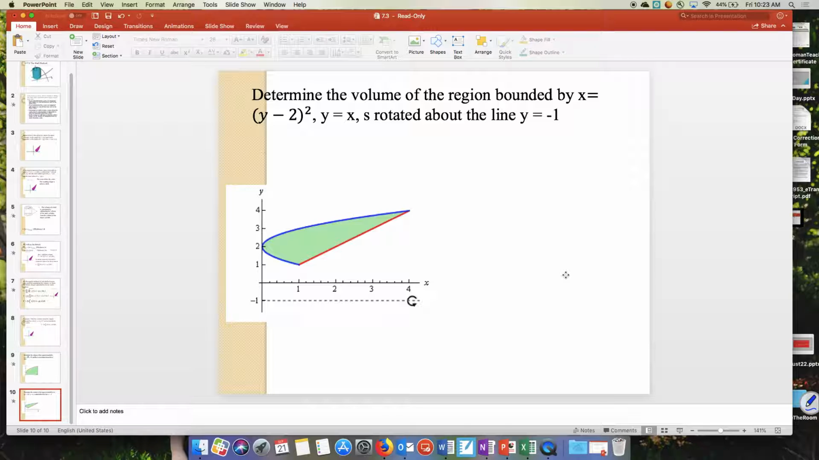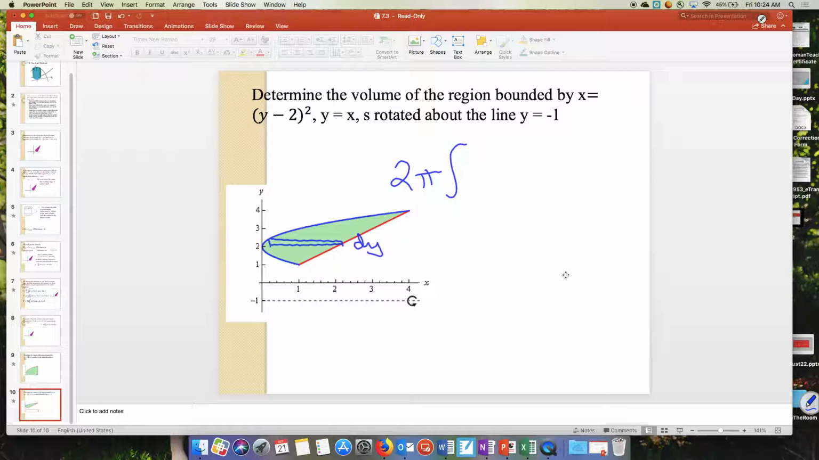Okay. Using rectangles that are vertical. Good idea, bad idea? No, because it wouldn't be impossible, but it would be a lot of work. Using rectangles that are horizontal with thickness dy would be much more direct. Okay, we can use one integral. Now, we have this rectangle that is parallel to the axis of rotation, so we have to use the shell method.